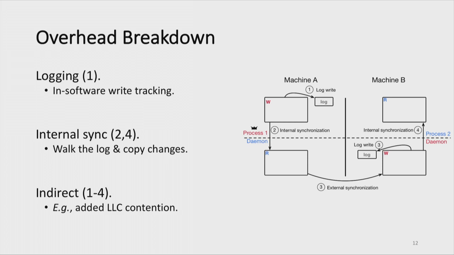The first part of the overhead is logging, in software write tracking, which is step 1. Then internal synchronization, which is basically walking the log and copying all the changes. And finally, the indirect overhead, which is that this process will induce some LLC contention and have its own memory footprint. So summing up logging and internal synchronization is not enough to say that we have a very low synchronization overhead. Synchronization also costs, which shows up in the indirect overhead, but it doesn't directly show up for applications because the background daemon works asynchronously.